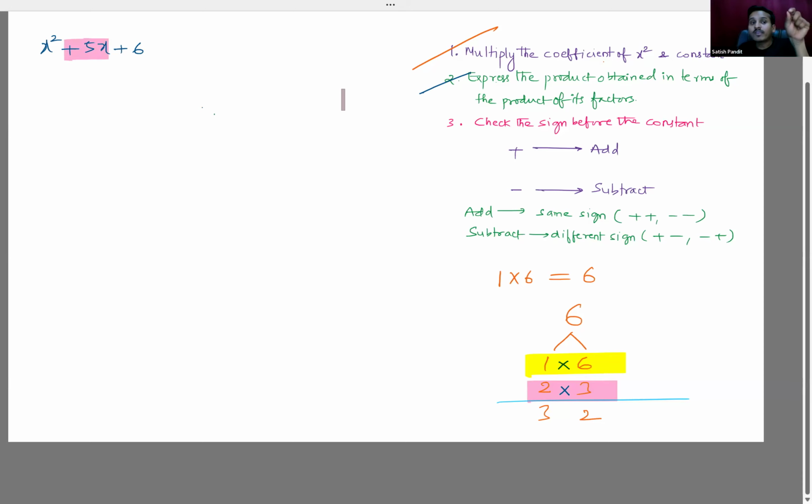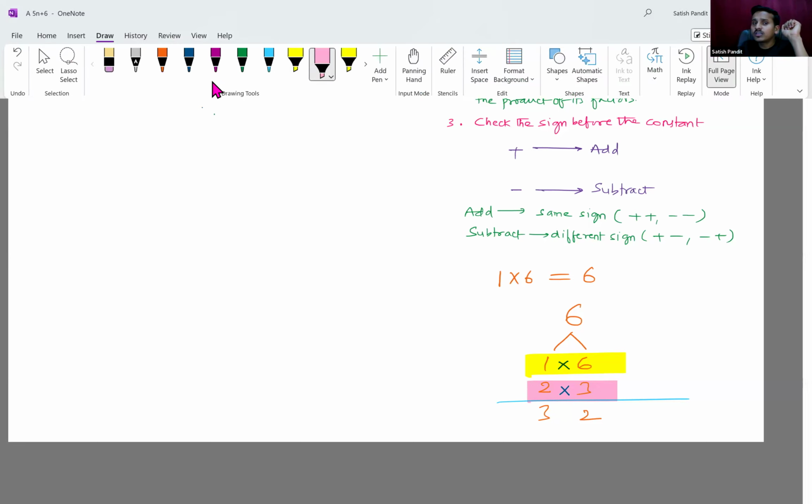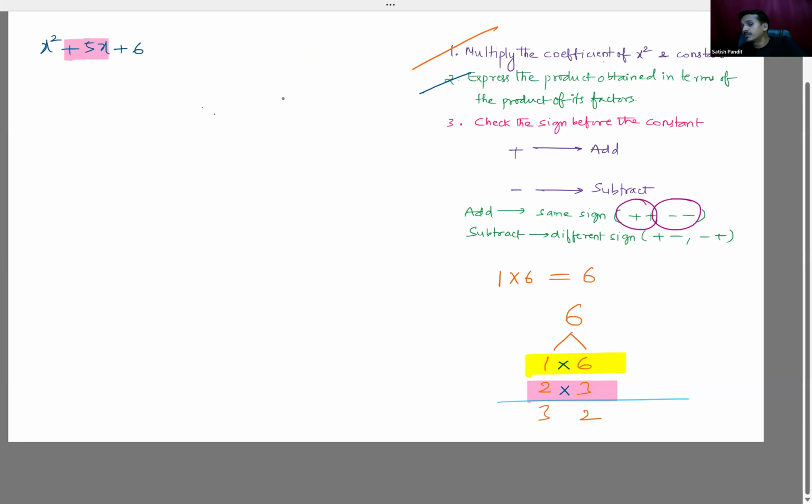Sign. Now we have a plus 5x, plus 5x. Yes. Now, addition means what? Whenever we have the same sign, we add. Please remember, whenever we have the same sign, we add. Whenever we have different sign, we subtract.